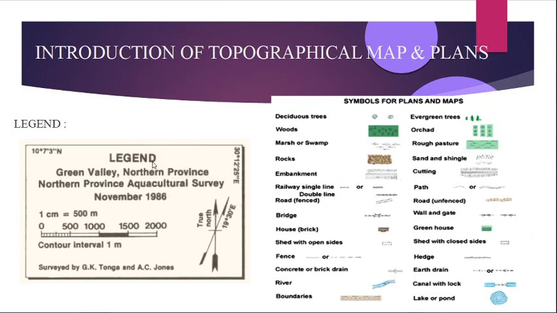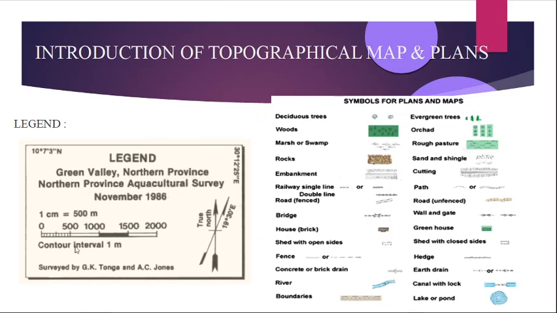Let's take a look at this figure, the left hand figure. Here is a legend, which is shown on a map in the top corner or the bottom corner of a map. Here this is RF, or you can say this is the scale. 1 centimeter equals 500 meter, which means 1 centimeter on the map represents 500 meter on the ground. That is, RF equals 1 is to 50,000.